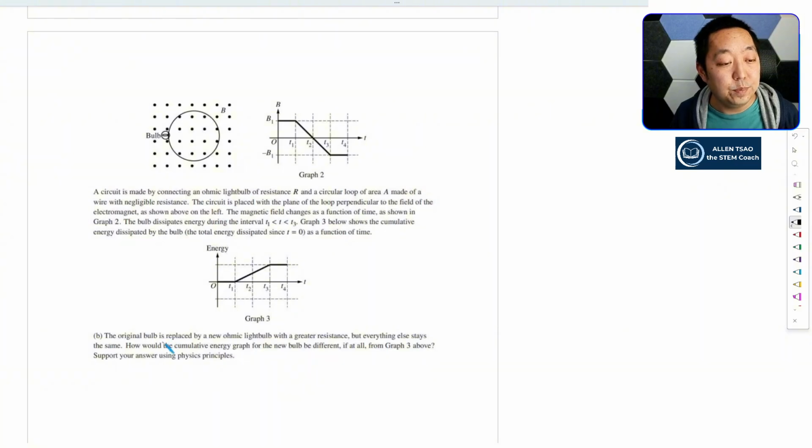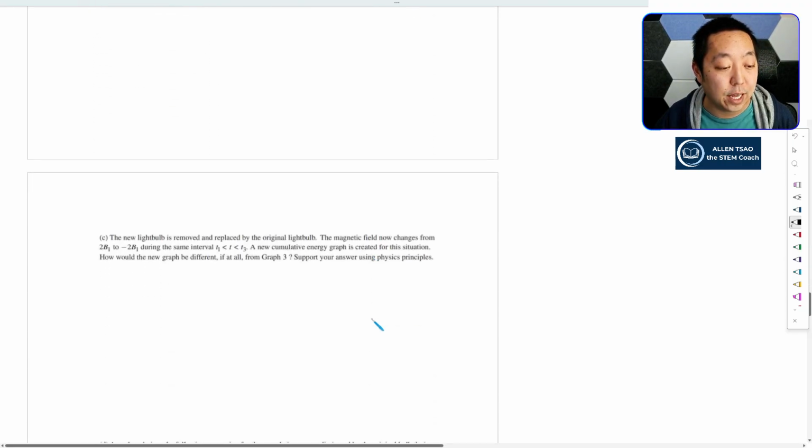And then this shows the energy dissipated by the bulb. The original bulb is replaced by a new bulb with greater resistance, but everything else stays the same. How would the cumulative energy graph from the new bulb be different, if at all? So let's understand why there is energy, which direction the current is going, and things like that, okay?